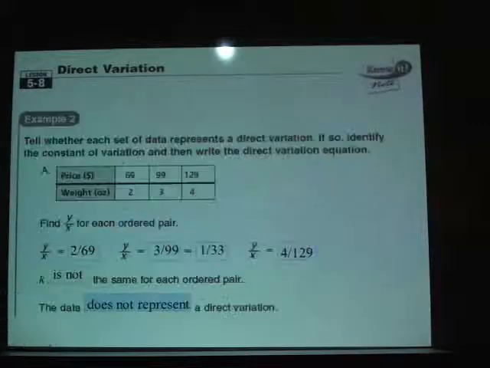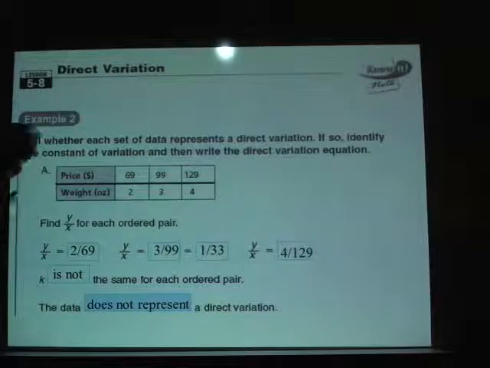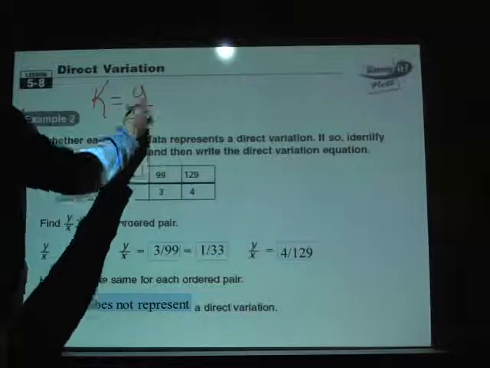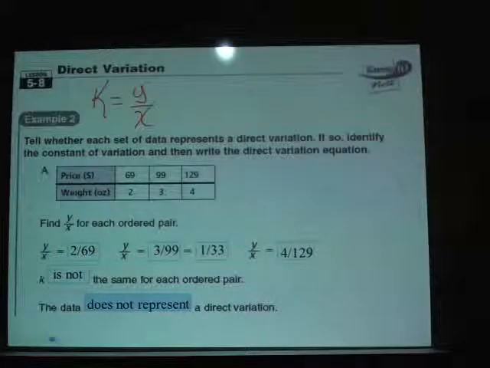All right, so let's look at this next one here. Tell whether each set of data represents direct variation. If so, identify the constant of variation and write the direct variation equation. So they gave us in the definitions, this will be nothing new, a way to find the constant of variation. They said that the constant of variation, k, is equal to y divided by x. So what we want to do here is take our y values and divide them by our x values and find our constant of variation, if there's even a constant variation.